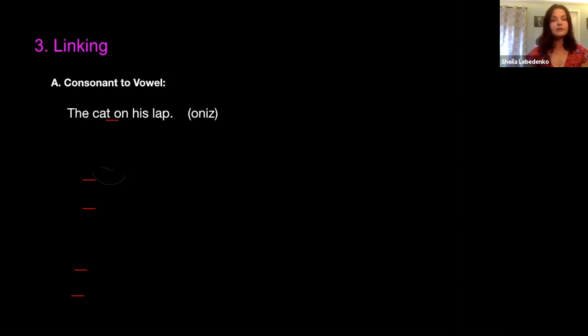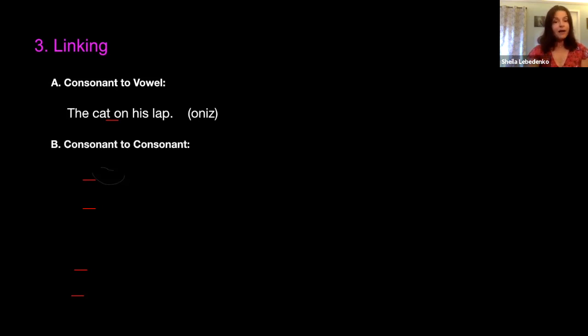Actually here I wrote on is also. So we have cat on and we have on is. I took out the H in his and then I link the N to the I, on is, niz. The cat on his lap. It sounds like one word because it's all linked together, but I'm emphasizing cat and lap. The cat on his lap.